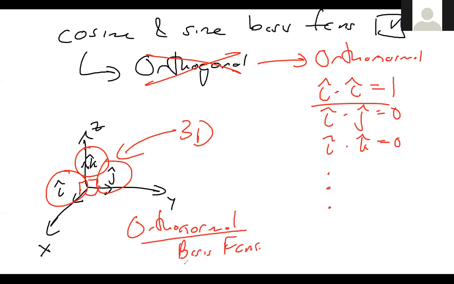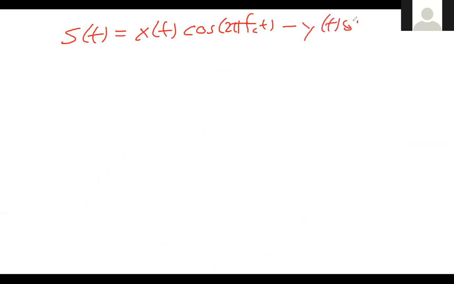right? Now, this is all ECE 4305 stuff, so there are several lectures exclusively on this. We're not going to go too much into it, but it's safe to say that we want to take s(t), and we saw this, and we have what? We have x(t) cosine 2 pi fc t minus y(t) sine 2 pi fc t.